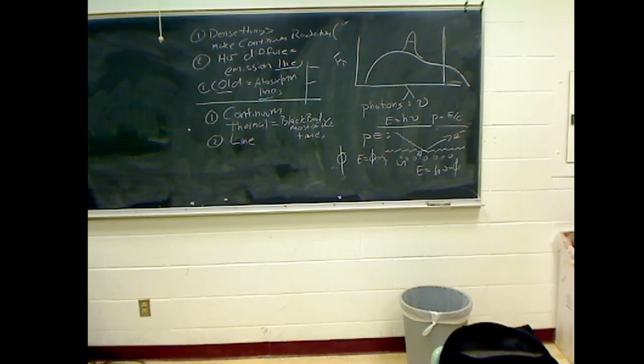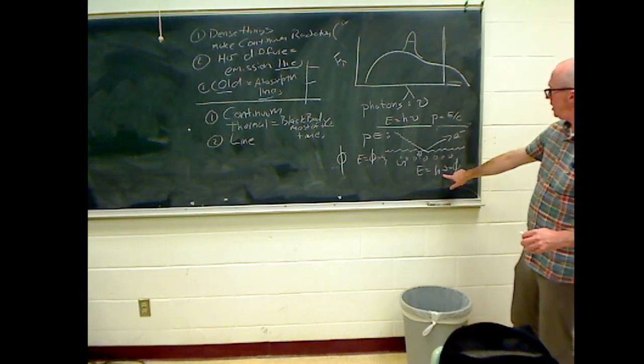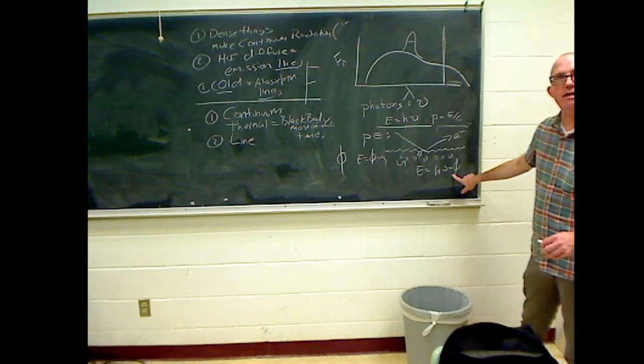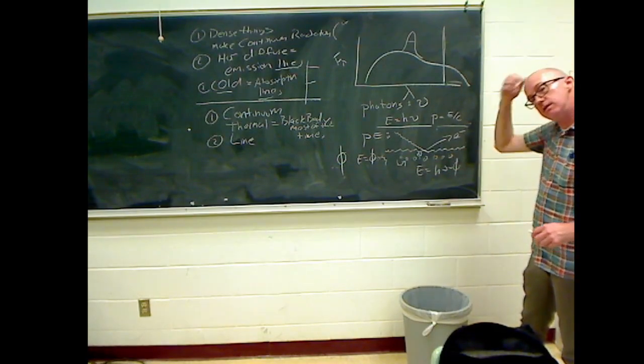I'm going to talk really quick about Compton scattering, because I don't really need it. I'll bring it up again if I do. What does that energy say at the bottom right? E equals h nu minus phi. So this is the energy of the electron that comes off.